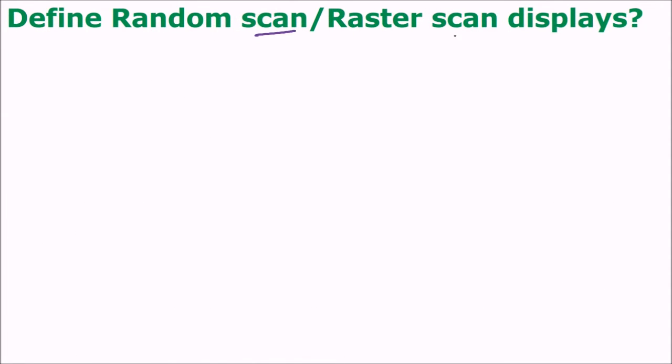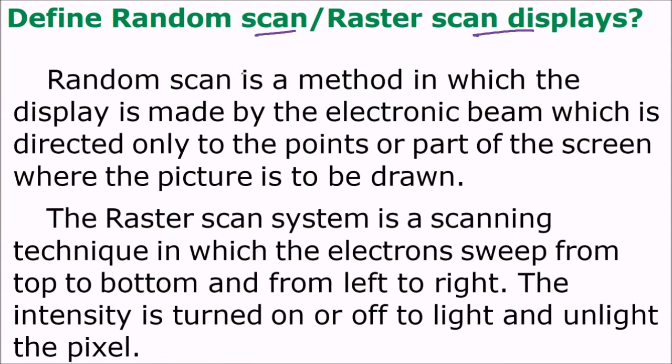Define random scan and raster scan displays. So random scan is a method in which the display is made by the electron beam, which is directed only to the points or parts of the screen where the picture is to be drawn. Means if you need to draw, you will point the beam only to the place where the picture has to be drawn.